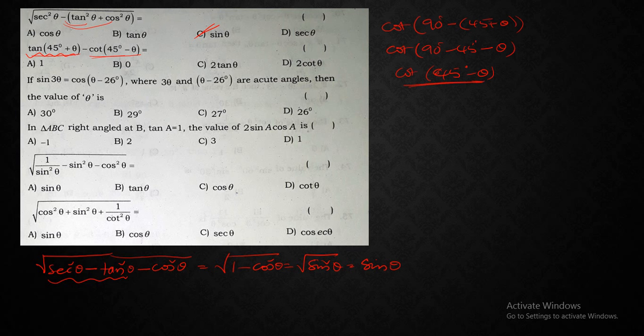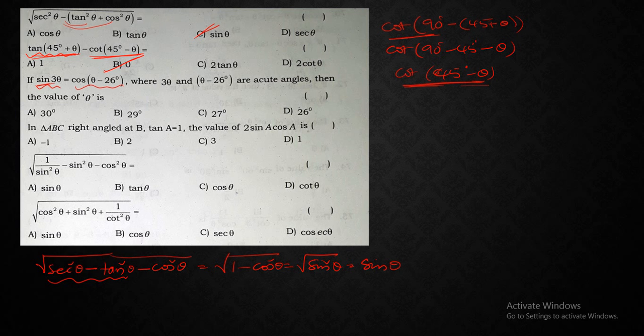So if you observe, this is nothing but the value of tan of 45 plus theta. So tan of 45 plus theta is equal to cot of 45 minus theta, no? So cot of 45 minus theta minus cot of 45 minus theta is 0. Right? Next, sin 3 theta is equal to cos of theta minus 26.